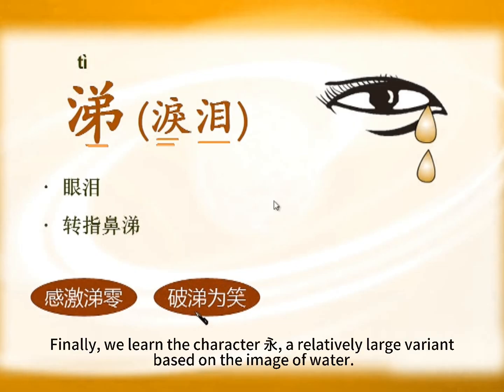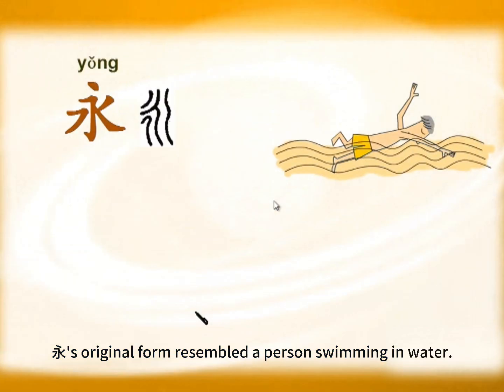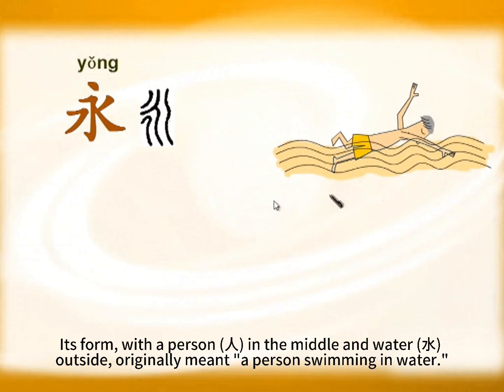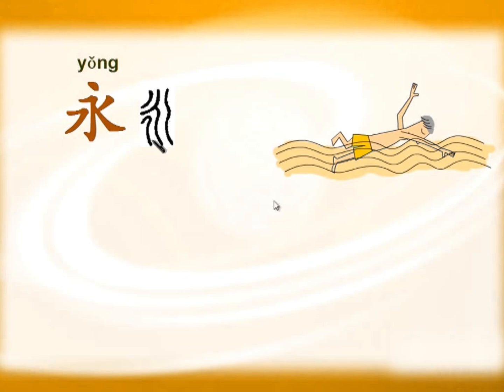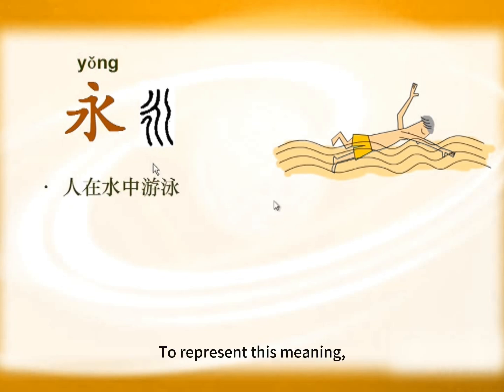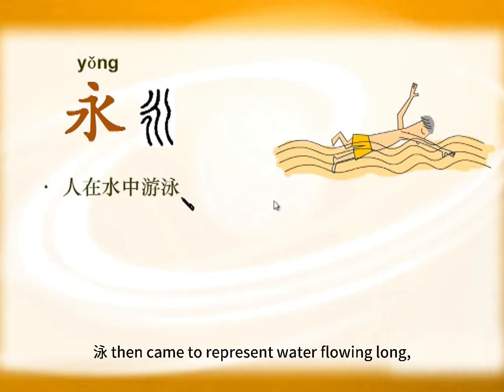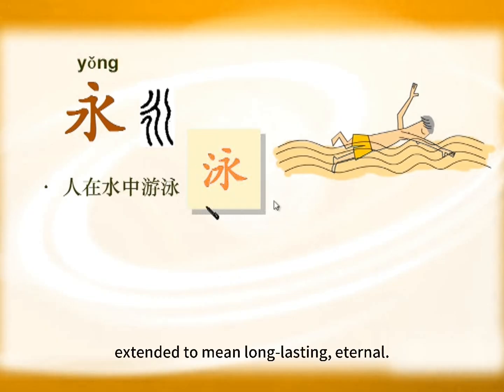Finally, we learn the character 永, a relatively large variant based on the image of water. 永's original form resembled a person swimming in water. Its form, with a person 人 in the middle and water 水 outside, originally meant a person swimming in water. To represent this meaning, later a sign was written as 泳. 永 then came to represent water flowing long. Extended to mean long-lasting, eternal.